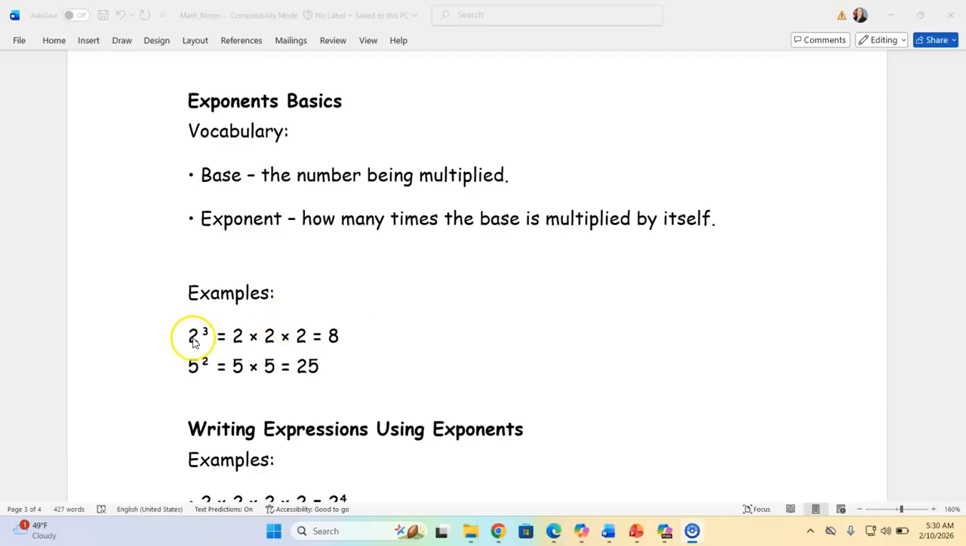So what does that mean? 2 multiplied how many times by itself? That means 2 3 times. So 2 times 2 times 2 is 8. 5 2 times. 5 times 5.